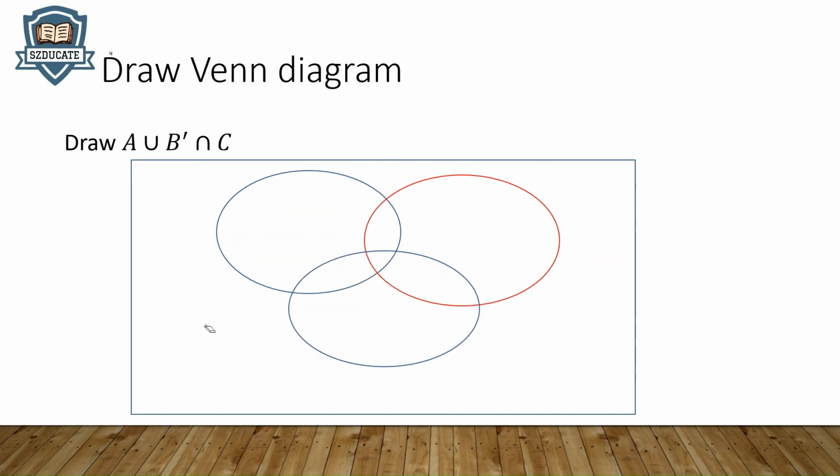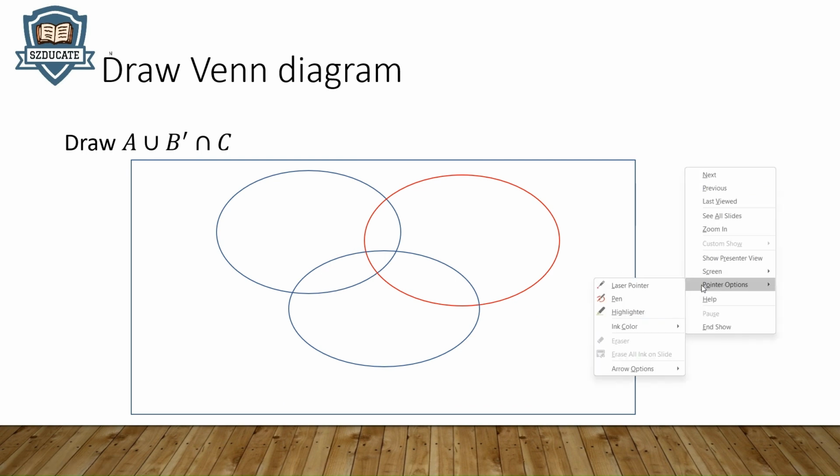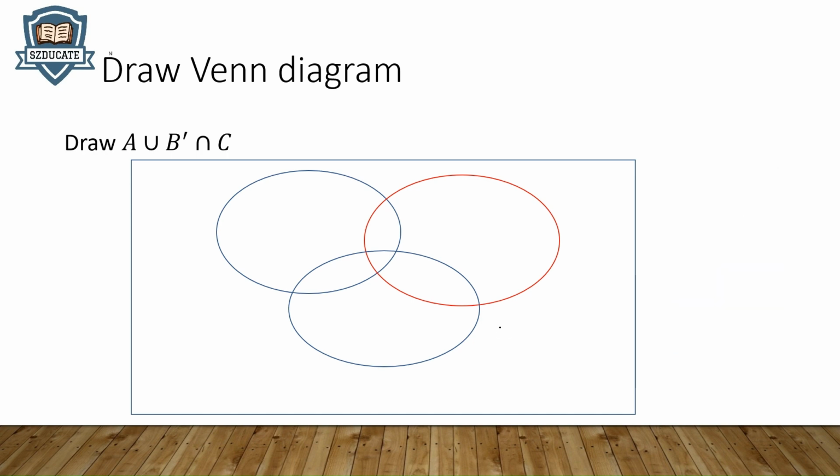So whatever is left is this part, including here, because of A union B prime. This is the A part. Okay, done. So this is your answer for A union B prime intersect C. Sorry, with the bracket.